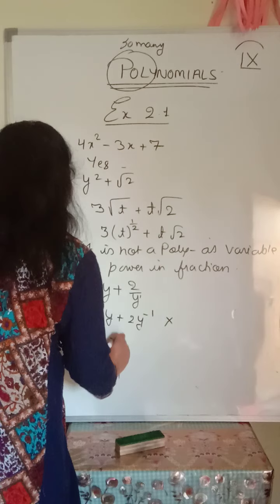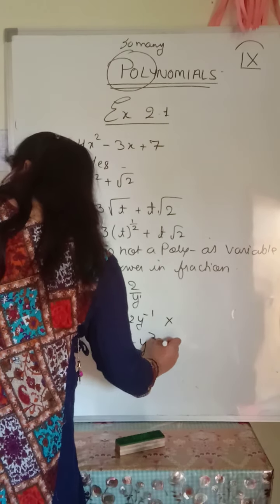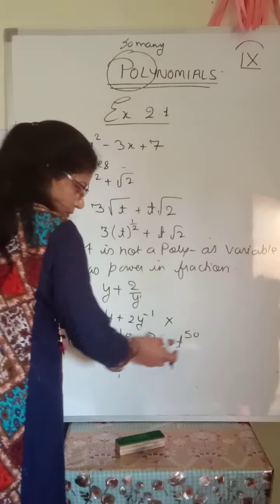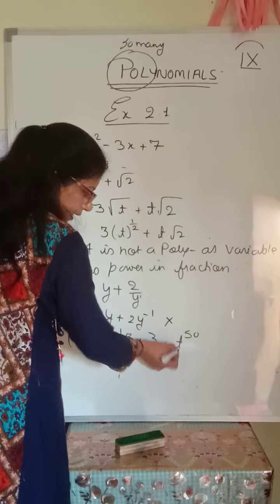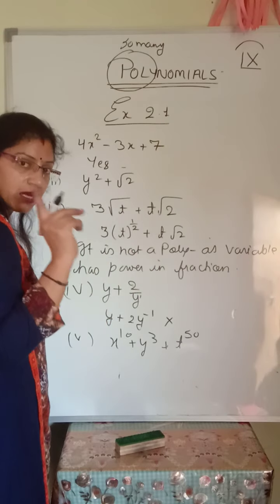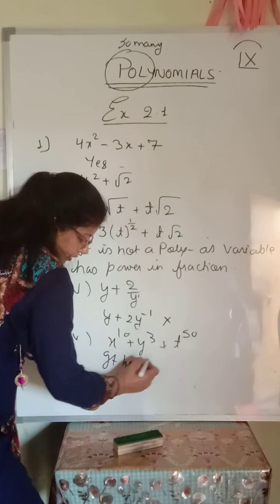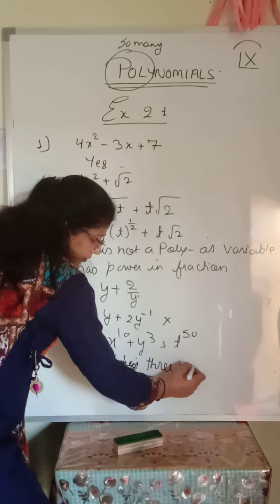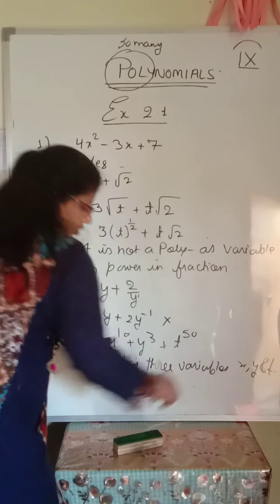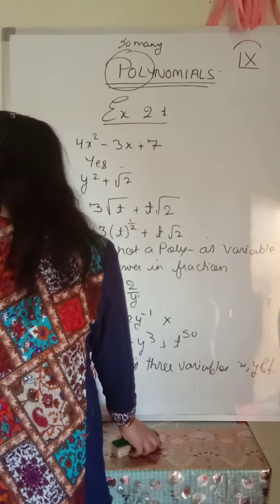Same way, fifth one, x raised to the power 10 plus y raised to the power 3 plus t raised to the power 50. It is a polynomial, but the variables here are x, y, t. There are three different variables. So it is a polynomial, but it is not a polynomial in one variable. So we will write it has three variables: x, y, and t. So therefore it is not a polynomial in one variable. Okay. Let me go to the second question.